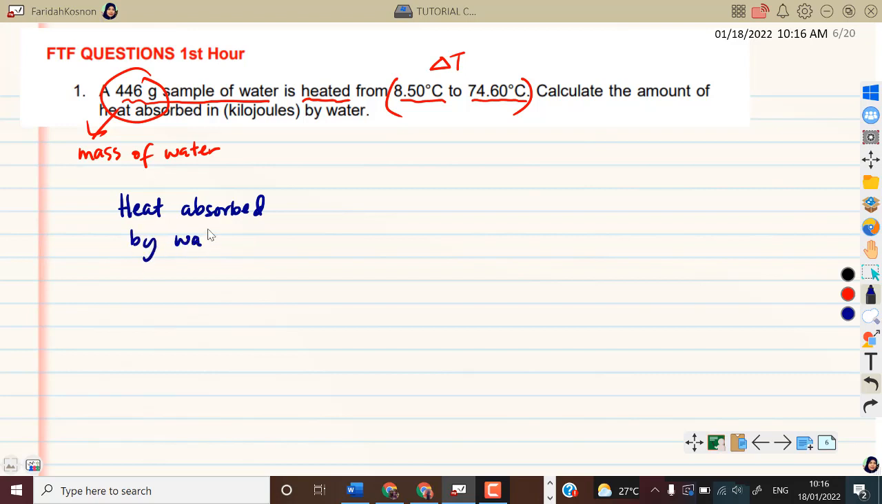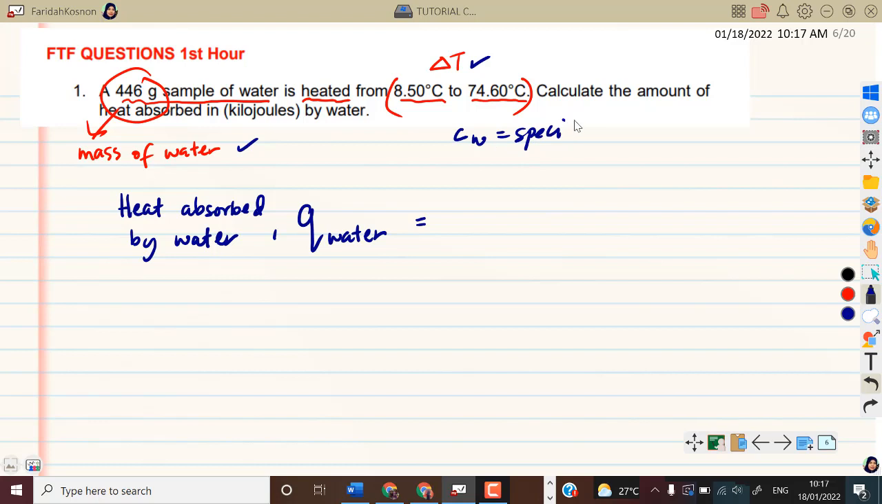Okay, apa simbol heat absorbed by water? It is Q. Ataupun Q water. So how we are going to calculate heat absorbed by water? It is equals to apa kita ada? We have mass of water. Okay, kita ada delta T and please bear in mind that to increase the temperature of 1 gram of water by 1 degree Celsius, kita ada satu perkara yang penting, iaitu yang kita sebut specific heat capacity of water. Huruf C kecil tu, specific heat capacity of water.